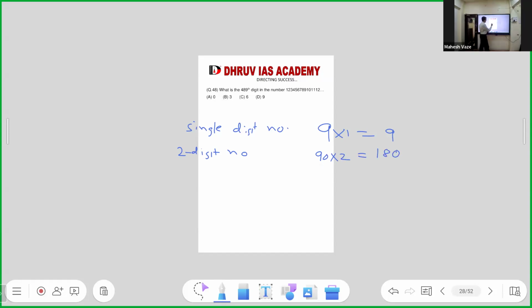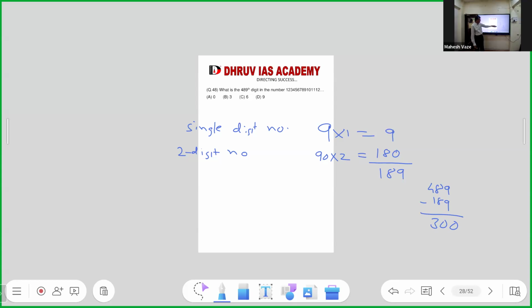So up to this stage, single digit and 2-digit, 189 digits. Now we want to have the 489th digit. So 489 minus 189, that is 300. So now we have to find out the next 300th digit. Now the next 900 numbers will be 3-digit numbers, 100 to 999.